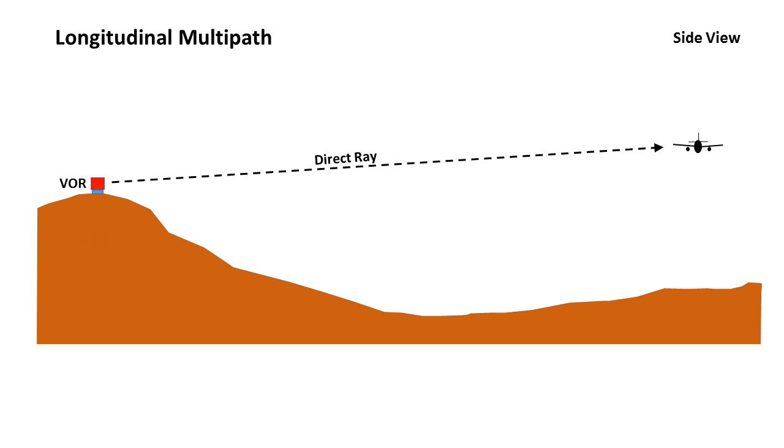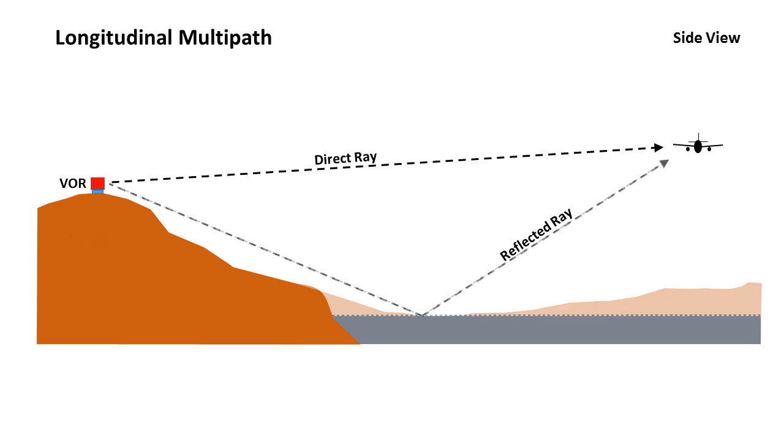There can also be reflections from objects and particularly terrain in line with the direct path. This is called longitudinal multipath. This is particularly a problem with mountain or cliff top installations as shown here. Reflections off the valley bottom cause a problem at the aircraft. Even worse is if the signal is reflected off the sea.